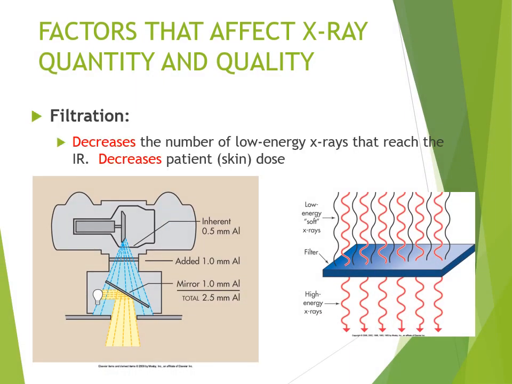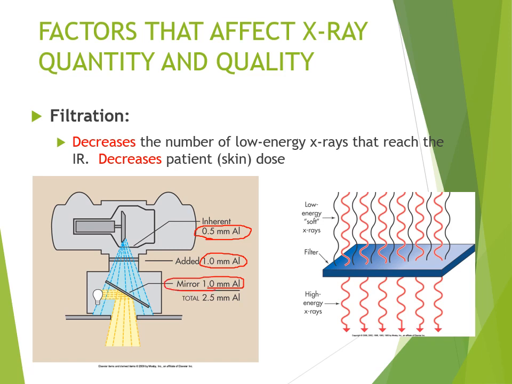When we look at filtration, filtration decreases the number of low energy X-rays that reach the image receptor, and it decreases the patient's skin dose. It does not affect the radiographer's dose. Inherent filtration, which is made up of 0.5 millimeters of aluminum, is comprised of the glass and the oil. The added is 1 millimeter of aluminum, and that's just aluminum. And then the mirror in the collimator box is comprised of 1 millimeter of aluminum equivalent as well.